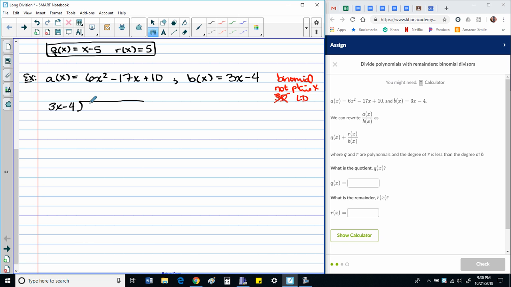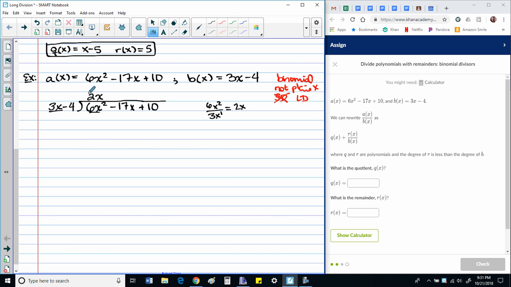All right, so this is 3x minus 4, and this is 6x squared minus 17x plus 10. All right, here we go. So first we do first divided by first. So 6x squared over 3x, and we get 6 divided by 3 is 2. X squared divided by x is x, because remember, you just subtract. So I get a 2x.